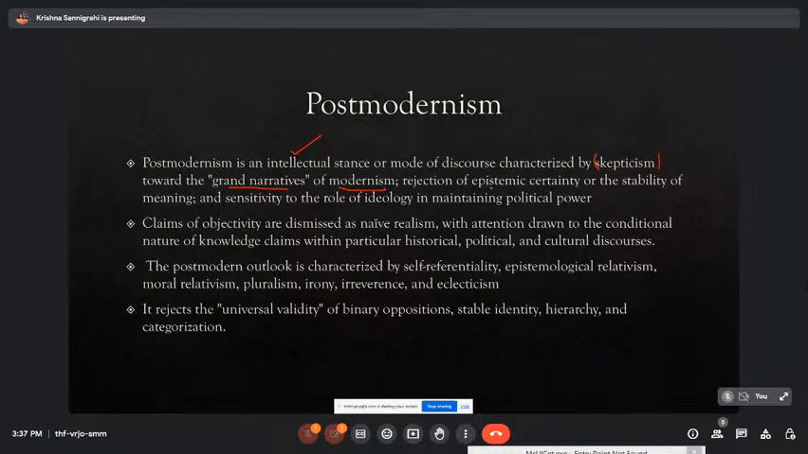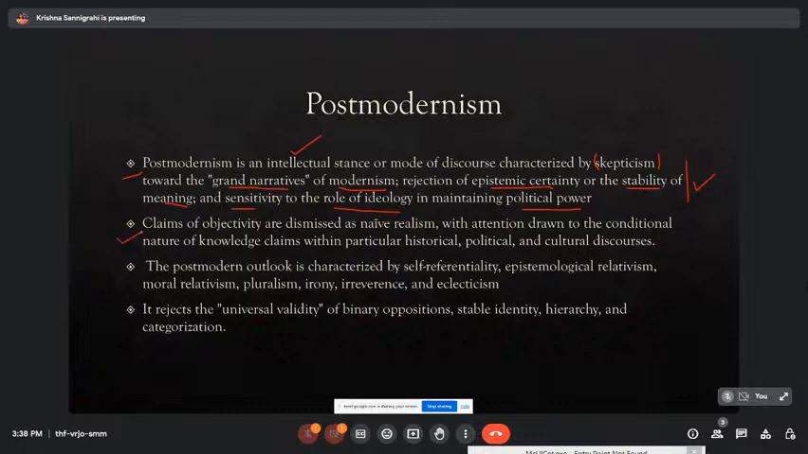Rejection of epistemic certainty and the stability of meaning. So we can see its relation to post-structuralism, wherein it is also questioning the stability of meaning and sensitivity to the role of ideology in maintaining political power. So it is again questioning the stability of the idea of meaning, and it is mainly questioning the grand narratives which are put forth by whom? By the modernists.